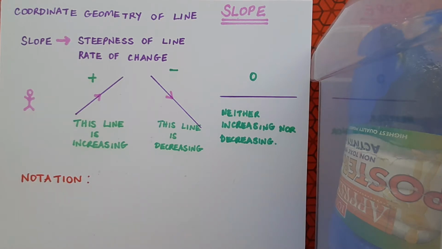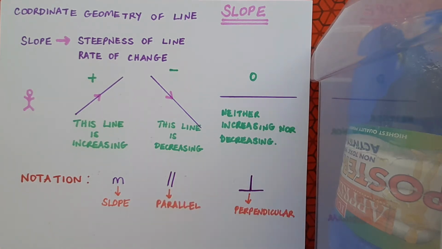Here's a little bit of notation. The letter M is often used to represent slope in coordinate geometry of the line. And there are two other symbols that we also frequently see in relation to slope. This symbol looks like two lines with the same slope, and it's the symbol for parallel. This symbol looks like a pair of perpendicular lines, and it's the symbol for perpendicular.